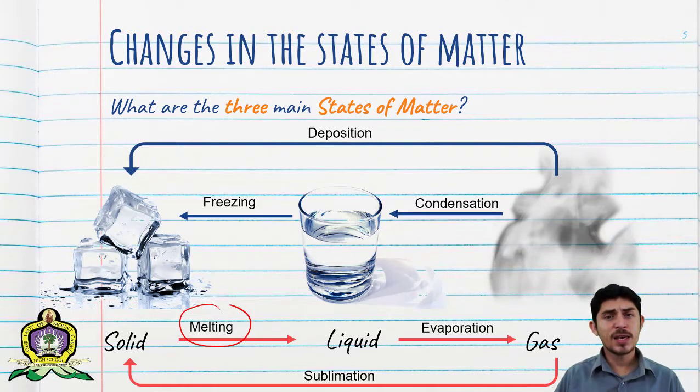When you start heating a liquid too much, it eventually evaporates, it goes into the atmosphere, and we call that evaporation. If something is changed directly from solid to a gas, we know it as sublimation. We will talk about all of these changes in more detail in the next few slides.